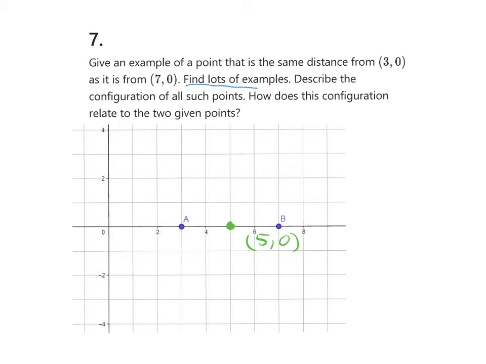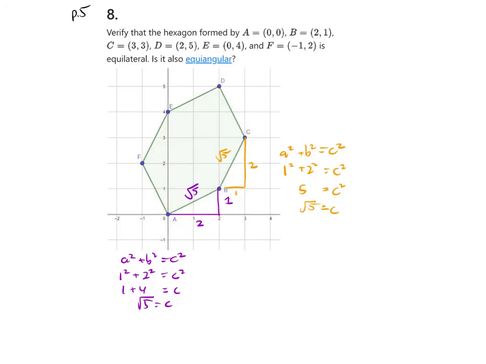But we're supposed to be able to find lots of examples. And maybe you did this, but you can find this is the same distance. Look at that distance, it's the same as that distance. This distance is the same. All of these points are the same. As a matter of fact, I don't even have to go on the lattice points. The lattice points are where the grid crosses. So every point that's on this vertical line is the same distance. So how does this configuration relate to the two points? Well, this is the line that's halfway between them. And we're going to learn a word for that soon called a perpendicular bisector.